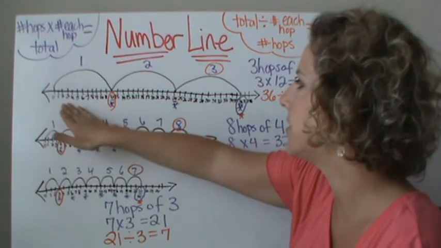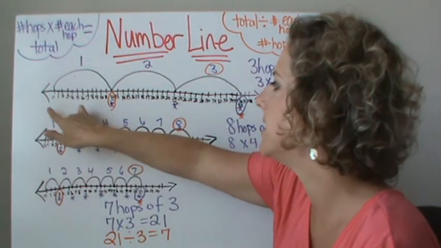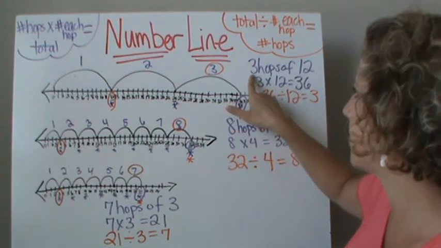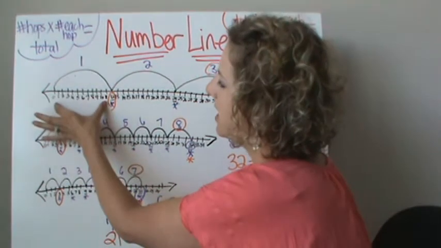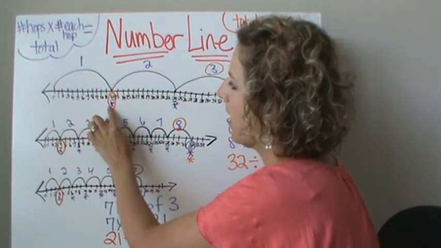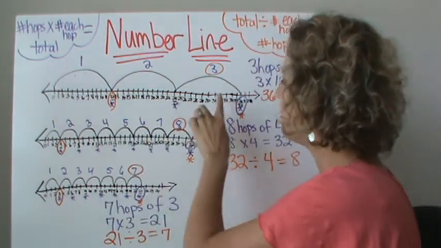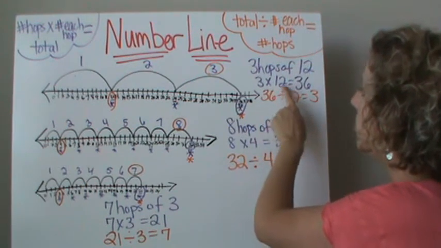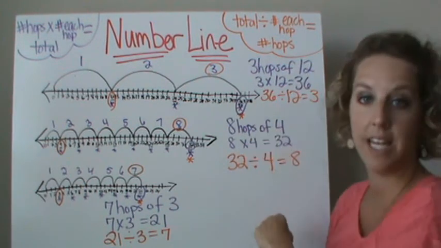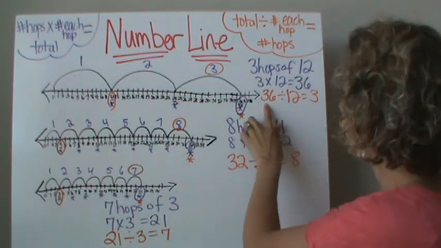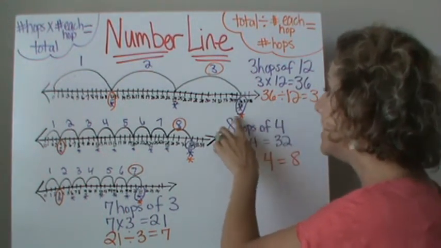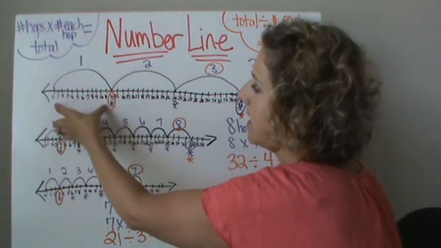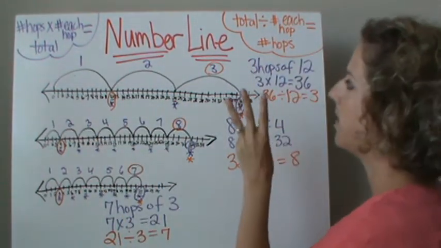So let's look at the first example. This one is showing us 3 hops. So we have 3 hops here, and in each hop they're skip counting by 12. So 12, 24, 36. 3 hops of 12 is equal to 36, and you can see they land on 36 there. Or 36 is where they landed, divided by 12 inside of each hop is equal to 3 hops.